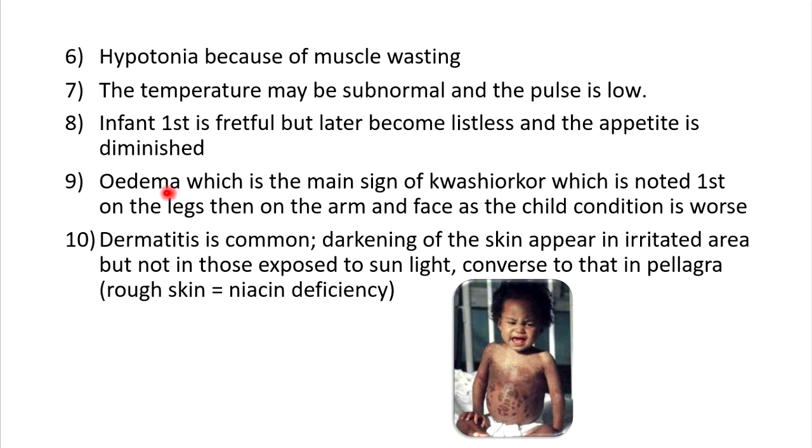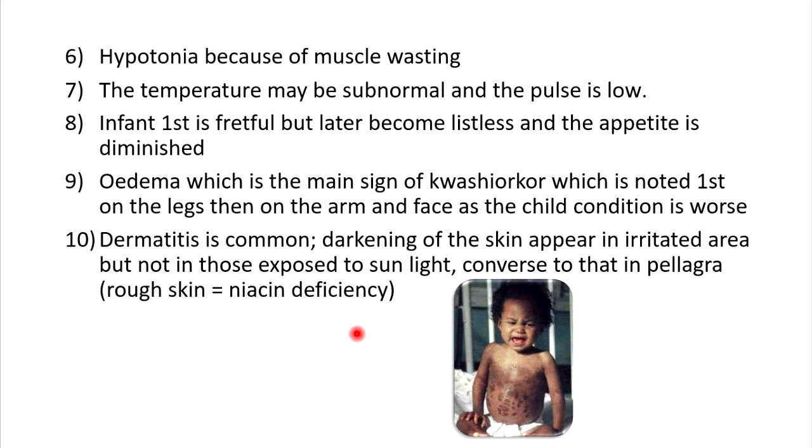Now, 9, edema, which is the main sign of kwashiorkor. يعني the most important feature in malnutrition you have to examine for edema حتى تفرق تقول هذا kwashiorkor, which is noted first on the legs. شوف الإدمة ما تبدأ in the legs, then on the arm and face as the child's condition gets worse.